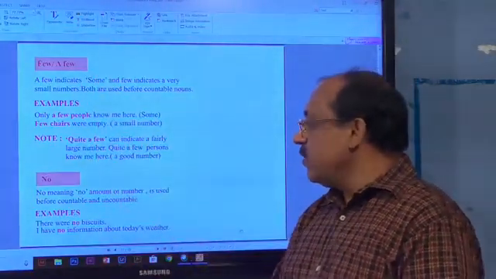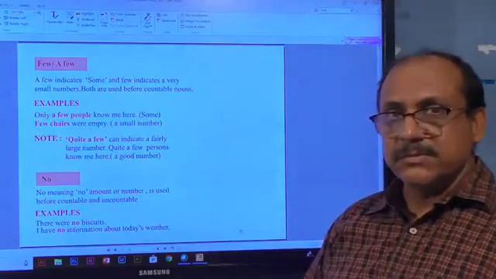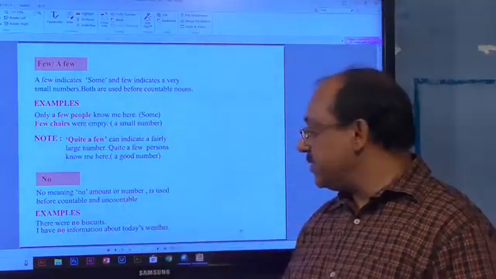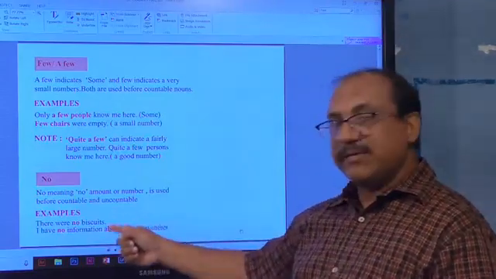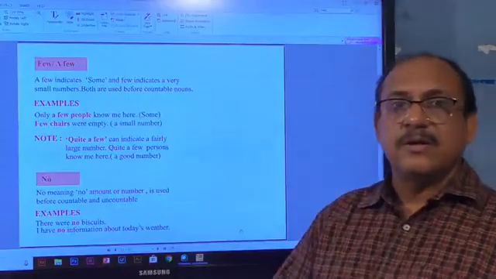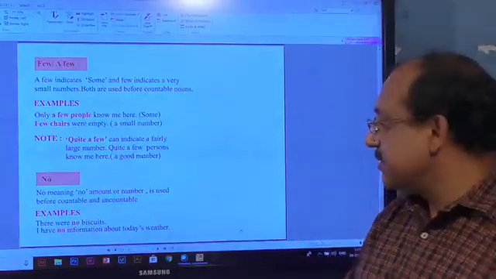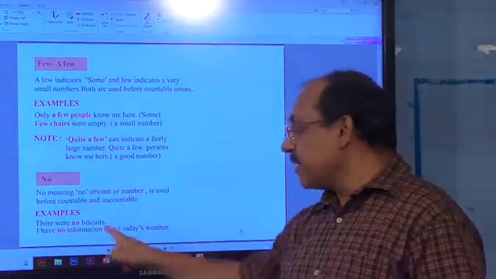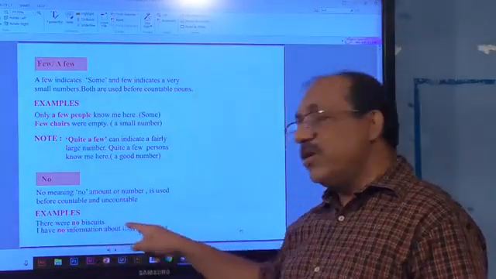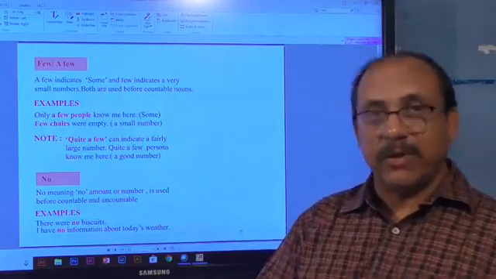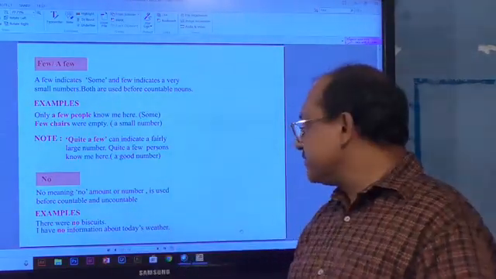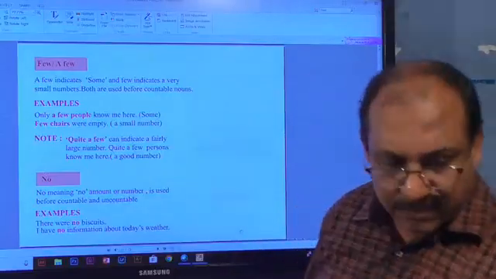Then no. No means no amount, no quantity, and it is used before countable and uncountable nouns. So you see, examples are given. There were no biscuits. No biscuits, nil biscuits. Biscuits are countable. I have no information. Information is uncountable. No information. I have no information, nil information about today's weather.